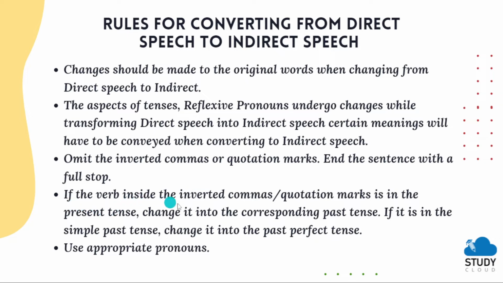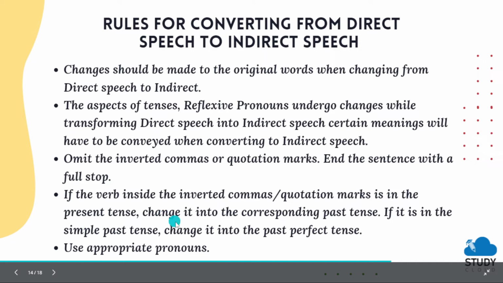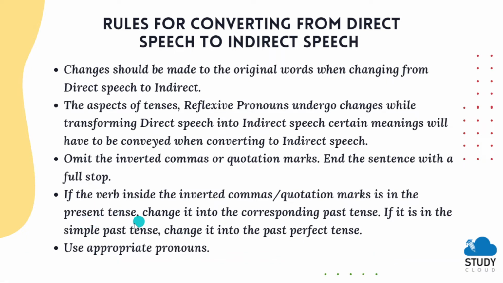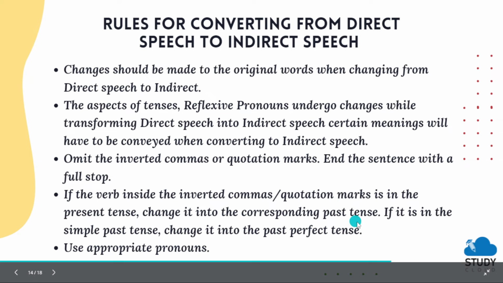If the verb inside the inverted commas is in the present tense, change it into the corresponding past tense. Okay, so tenses have to be changed. If in the direct speech you have present tense, in the indirect speech you will have past tense. If it is in the simple past tense in direct speech, you have to change it into past perfect tense, and you will use appropriate pronouns.